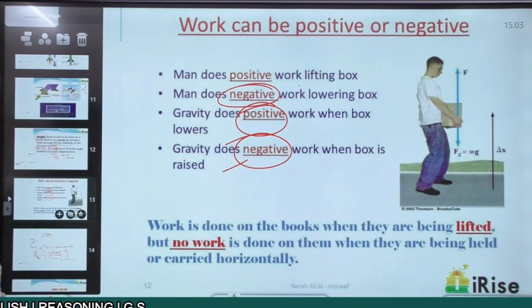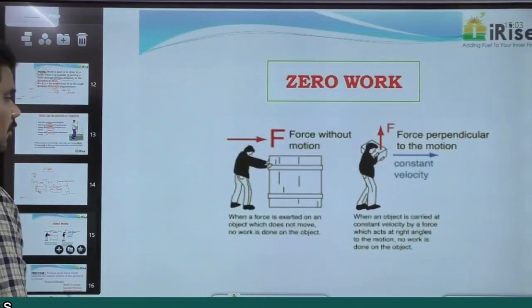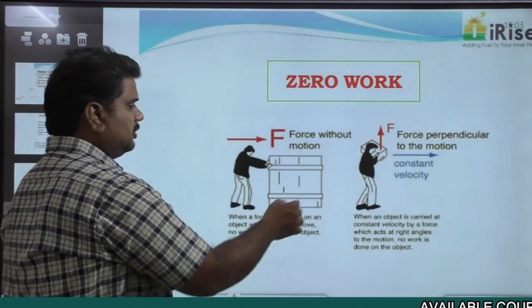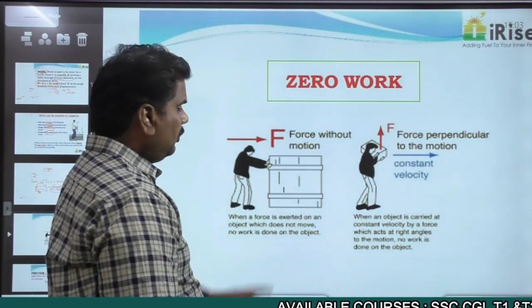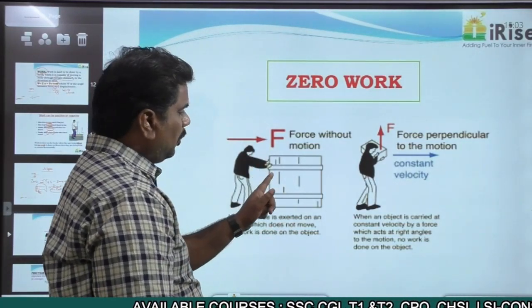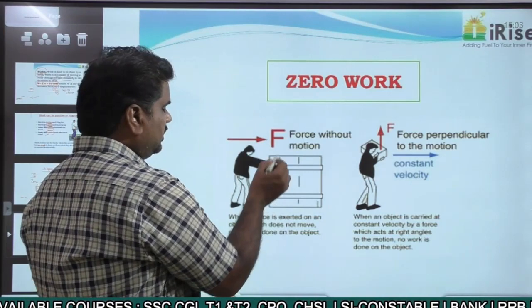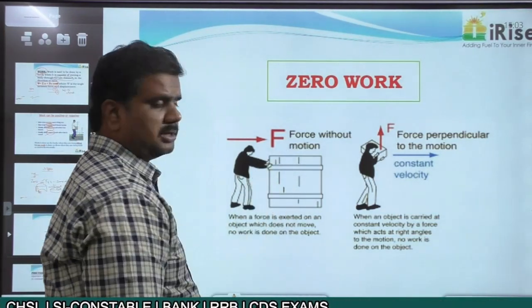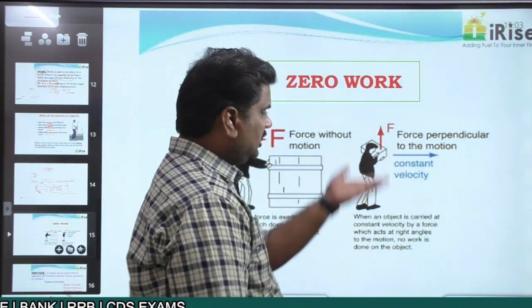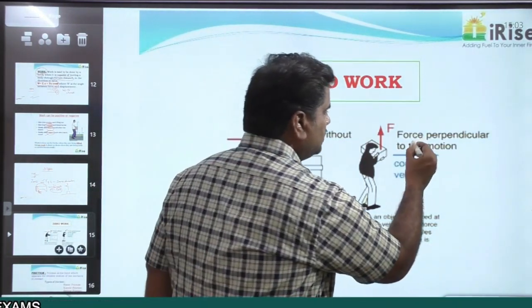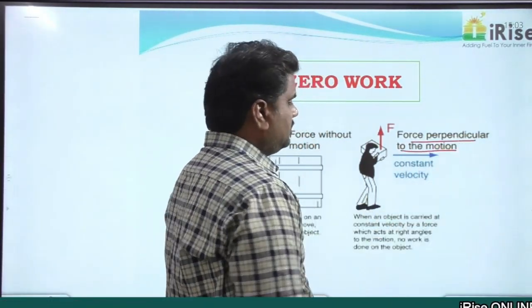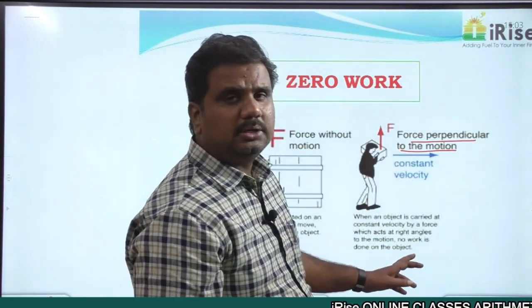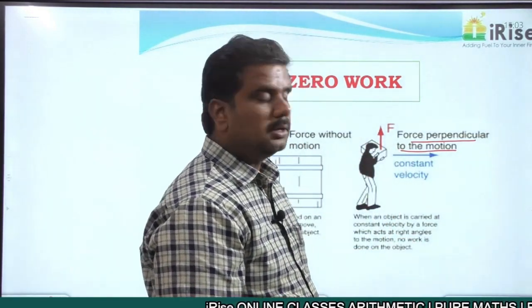At the same time, when you are doing zero work, now suppose that you are trying to push this particular wall. When you are trying to push this particular wall, the wall is not moving. Since the wall is not producing any certain amount of displacement, work done is zero in this case. At the same time, suppose that if you are moving this one, force is perpendicular to the motion. So then again in this particular case, work done is said to be zero, right?